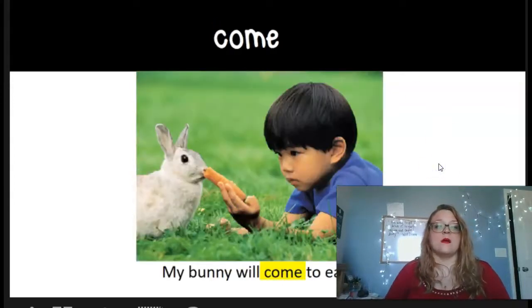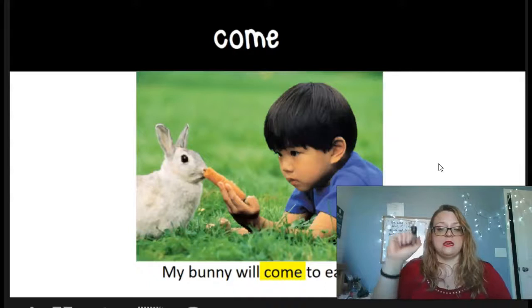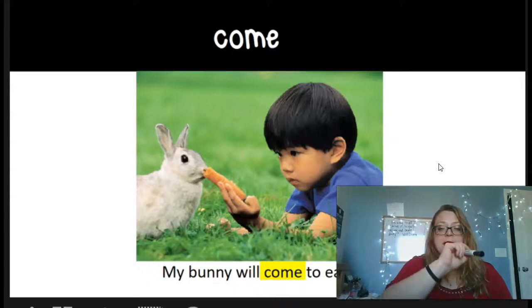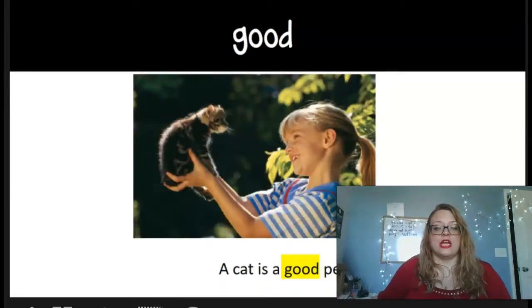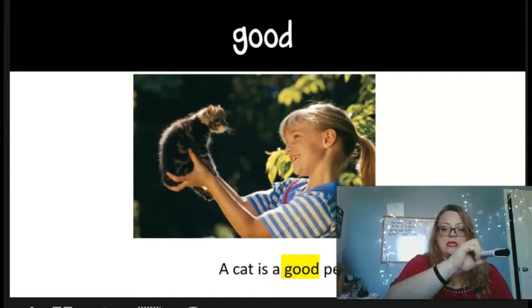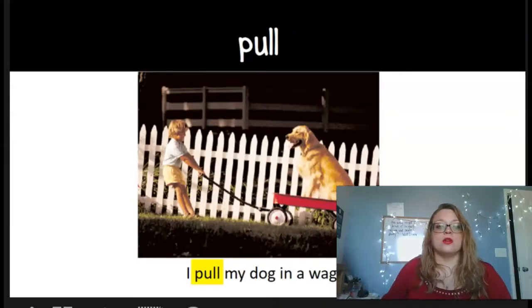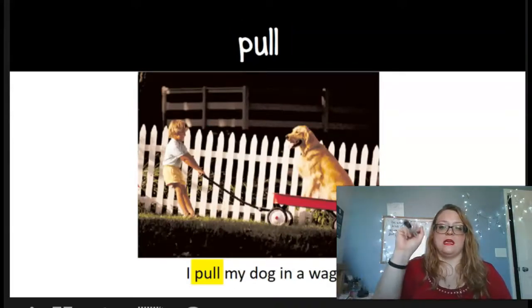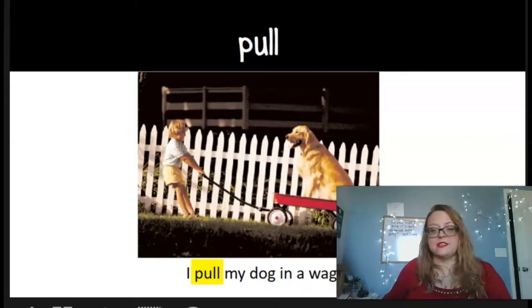Our next word is come. What's the word? Come. Go ahead and write it on your whiteboard. C, O, M, E. Good. Write it. G, O, O, D. Good. Pull. P, U, L, L. Nice job.